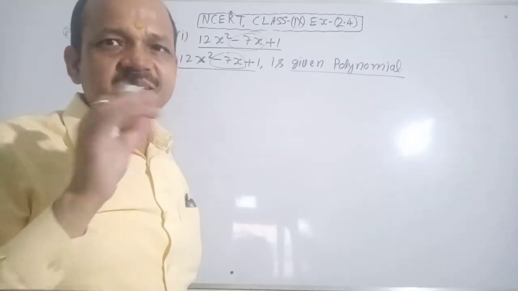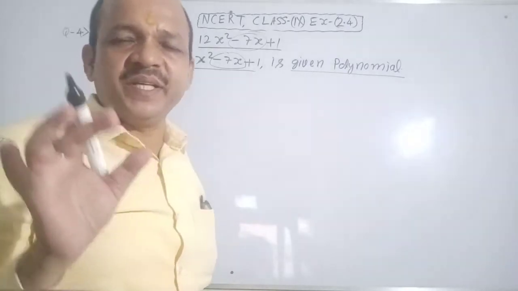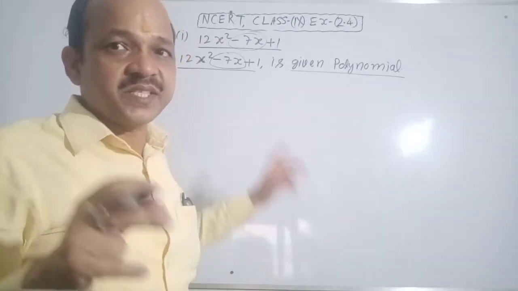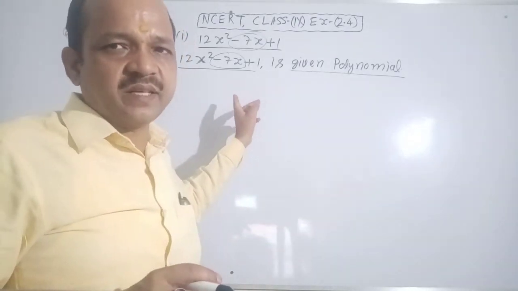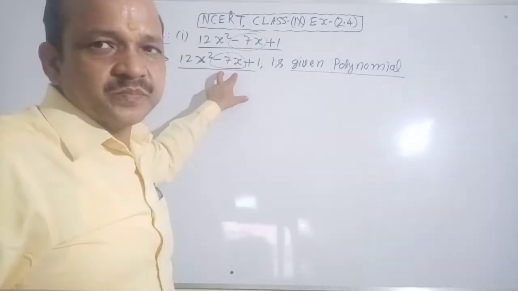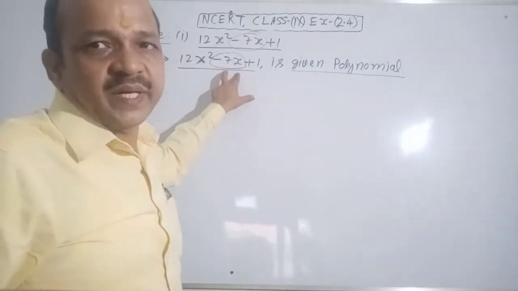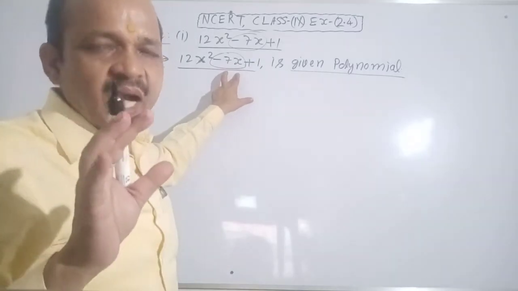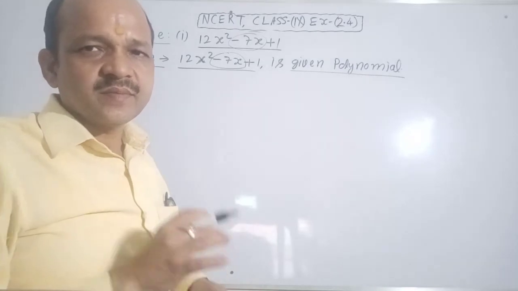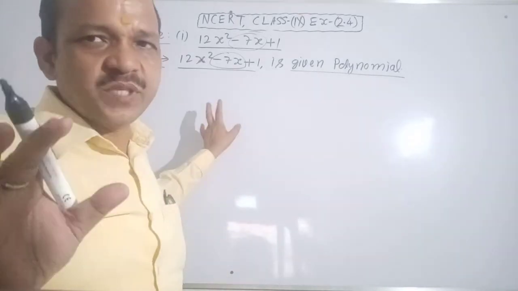It is very easy. You can solve it very easily. But concentrate your mind and see the board with full concentration. Firstly, you split minus 7x and then make two pairs.